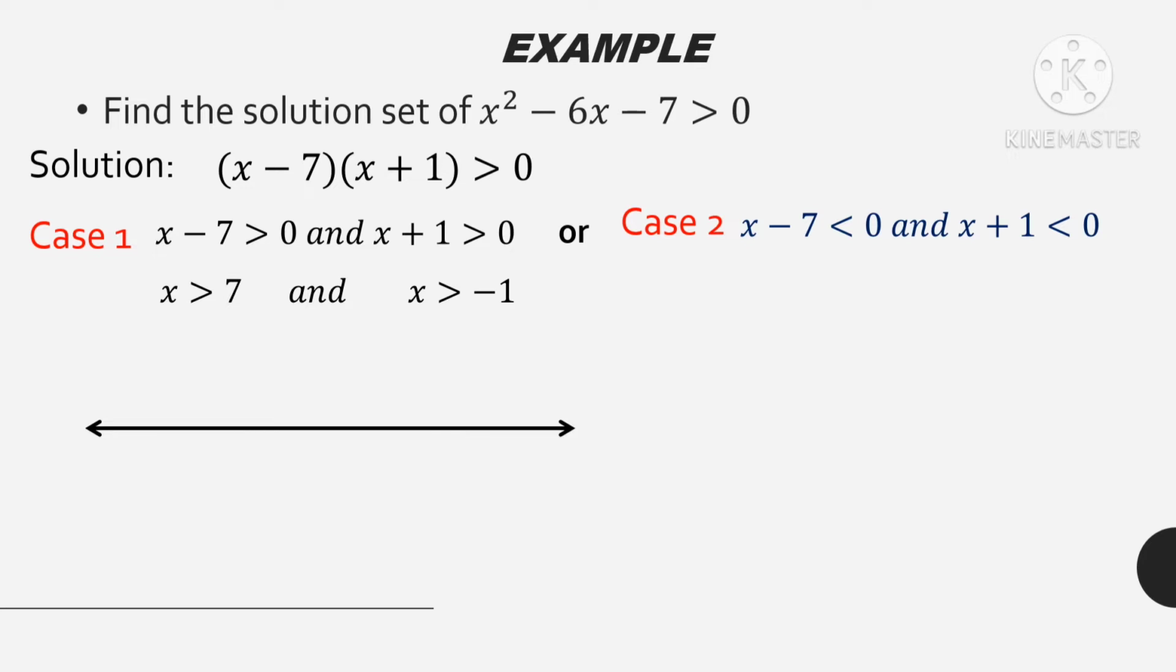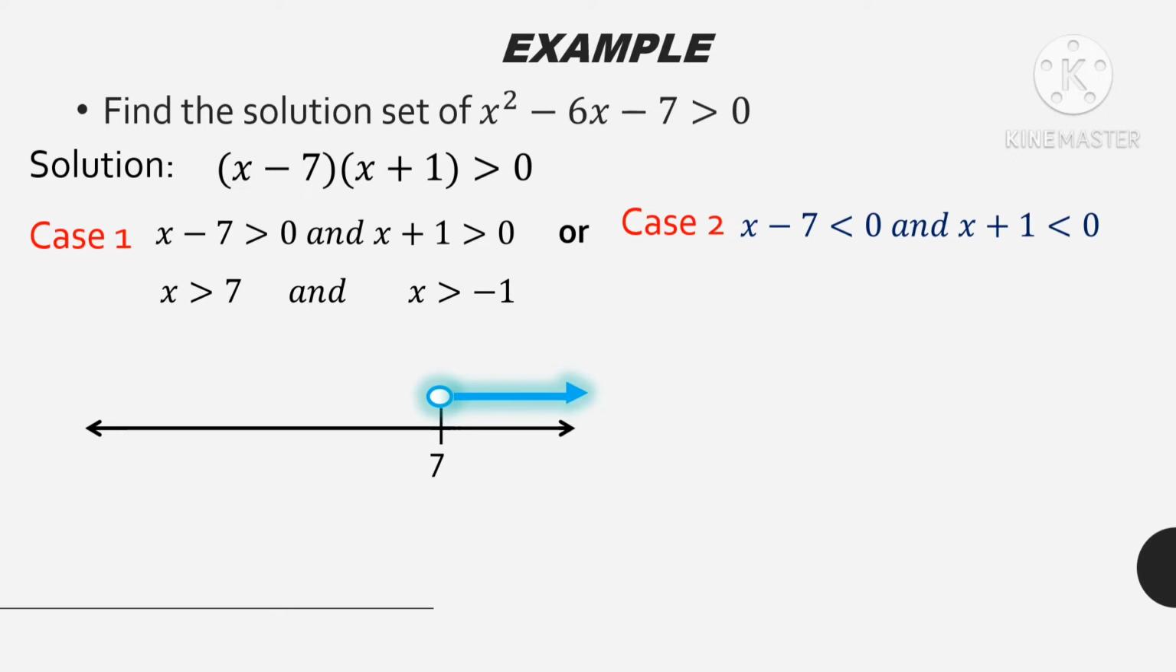Okay, to graph x is greater than 7, we have to locate 7 first. Let's say this is 7, and 7 is not included, so we have an open circle. When you say x is greater than 7, the graph is going to the right. So this is the graph of x is greater than 7.